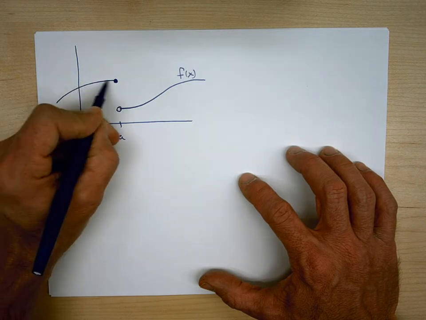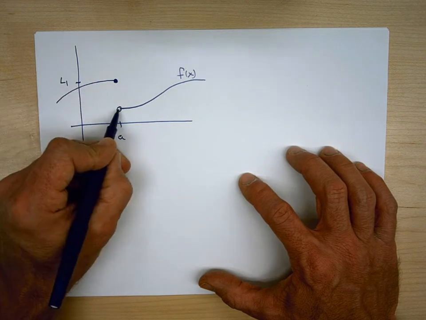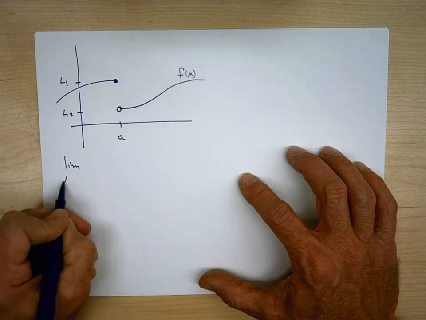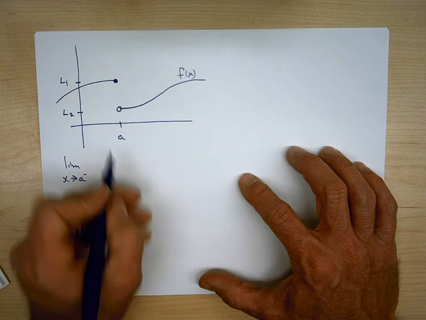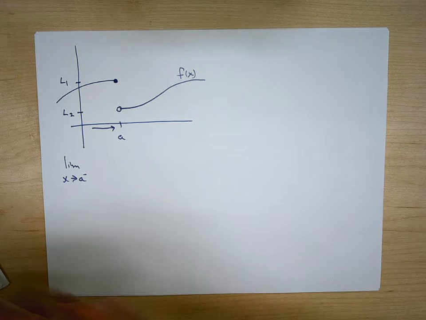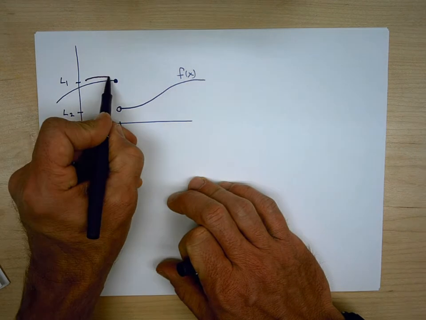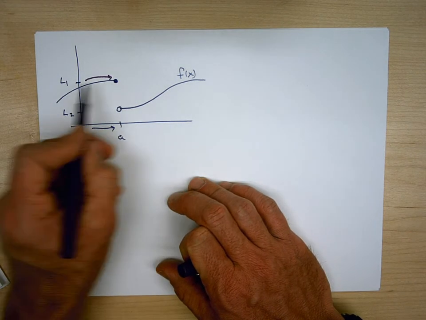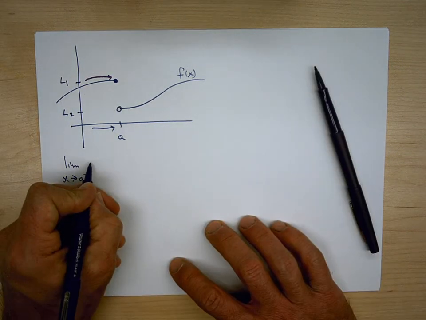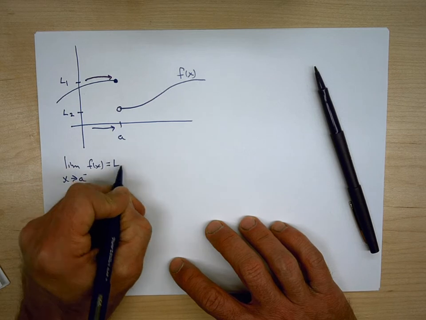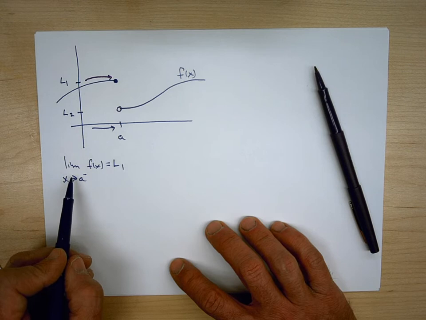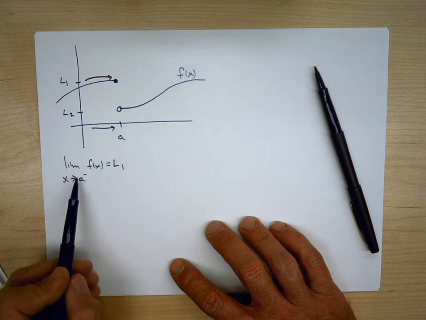So I'm going to call this y value right here L1, and this y value right here I'm going to call L2. So the limit as x approaches a from the left, so as we get closer and closer to a from the left, we can see that our function value up here is approaching that y value. We'll call it L1. All right. So from the left, the limit is L1 because we can get closer and closer to L1 by taking x values from the left of a.